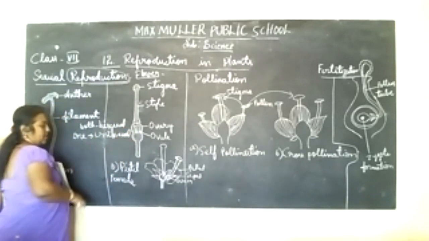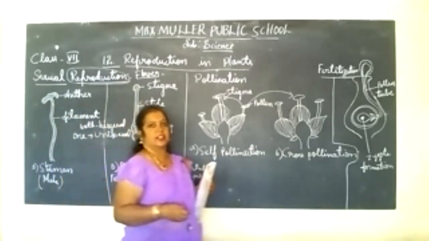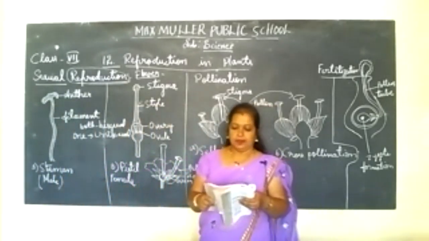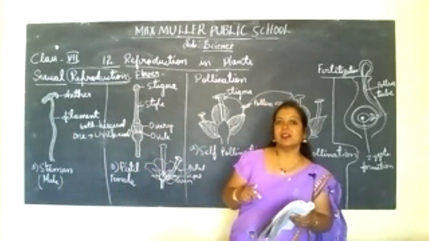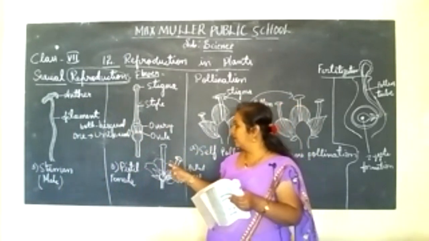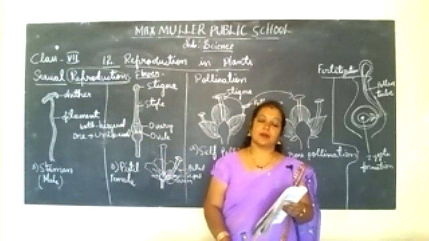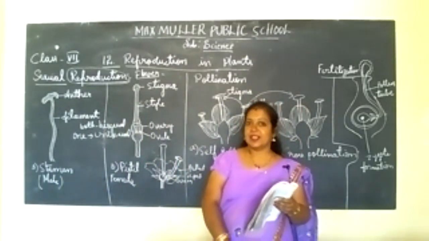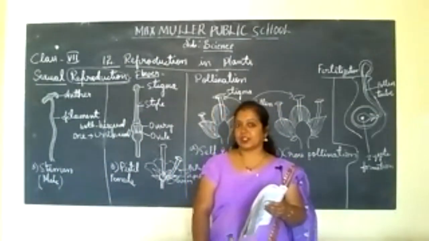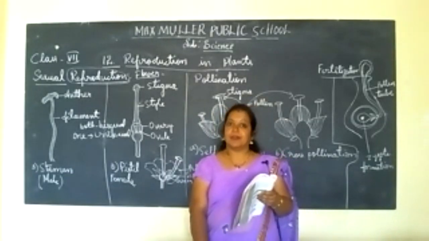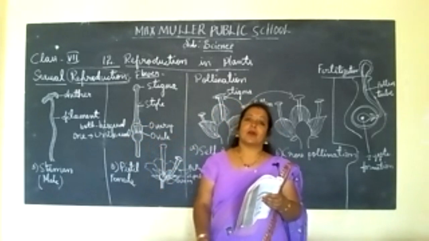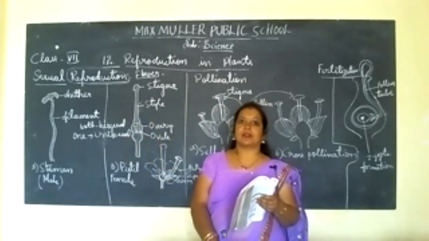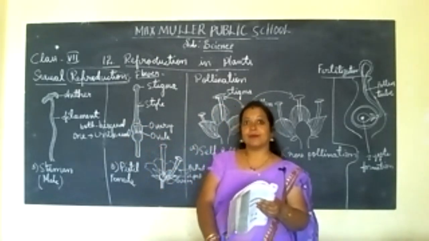Did you understand, children, what is a bisexual and unisexual flower? The flowers which contain either one of the reproductive parts, either the female part or the male part, we will call a unisexual flower. If a flower has both the stamen and the pistil, we will call it a bisexual flower. So like this, two types will be there.